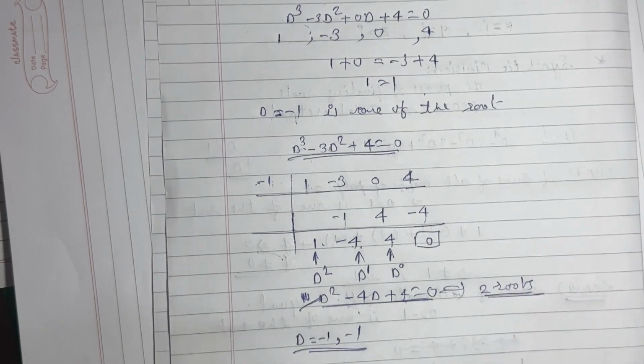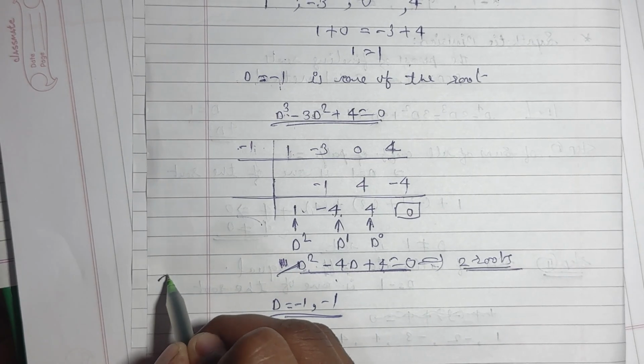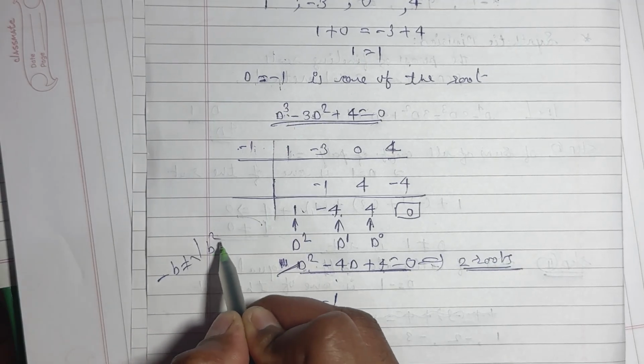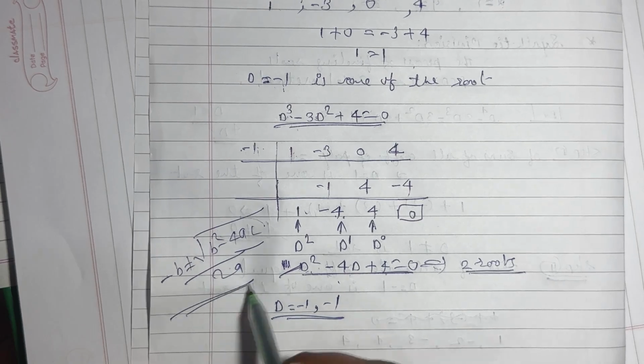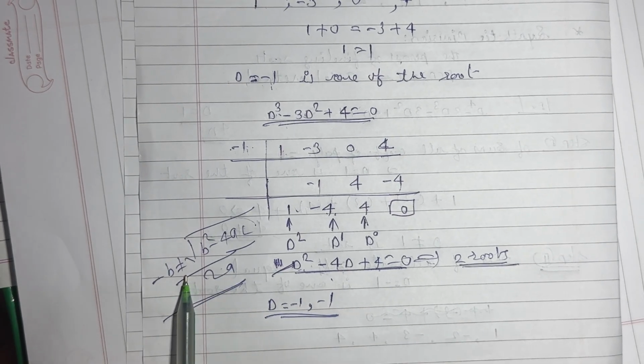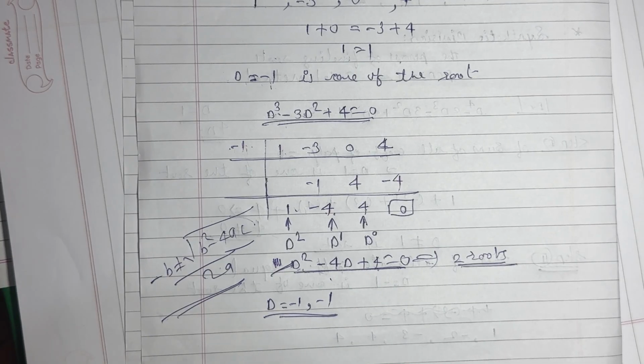This is our entire synthetic division method, guys. For a quadratic you can apply the standard formula: minus b plus or minus square root of b square minus 4ac, upon 2a. If the roots are complicated you can find them using this, or you directly go with multiplication 4 and addition minus 4.